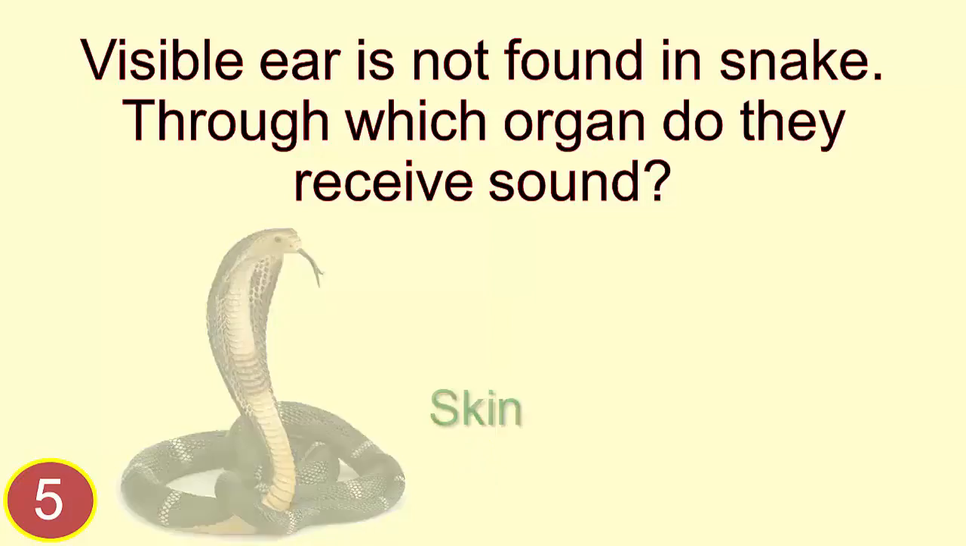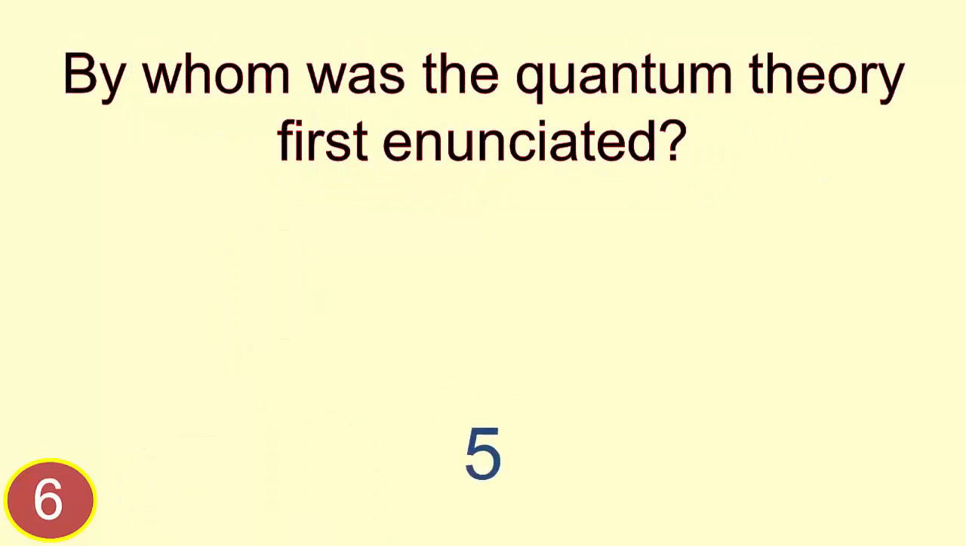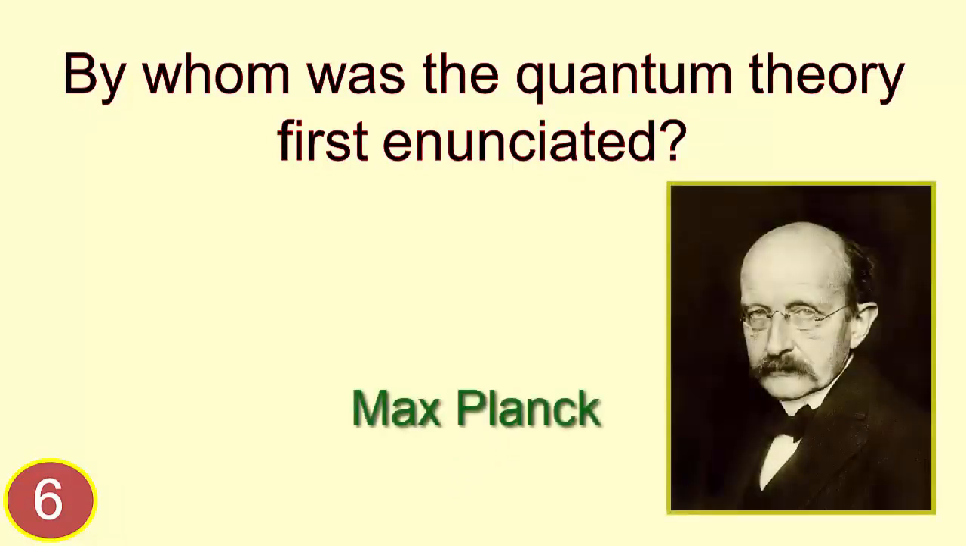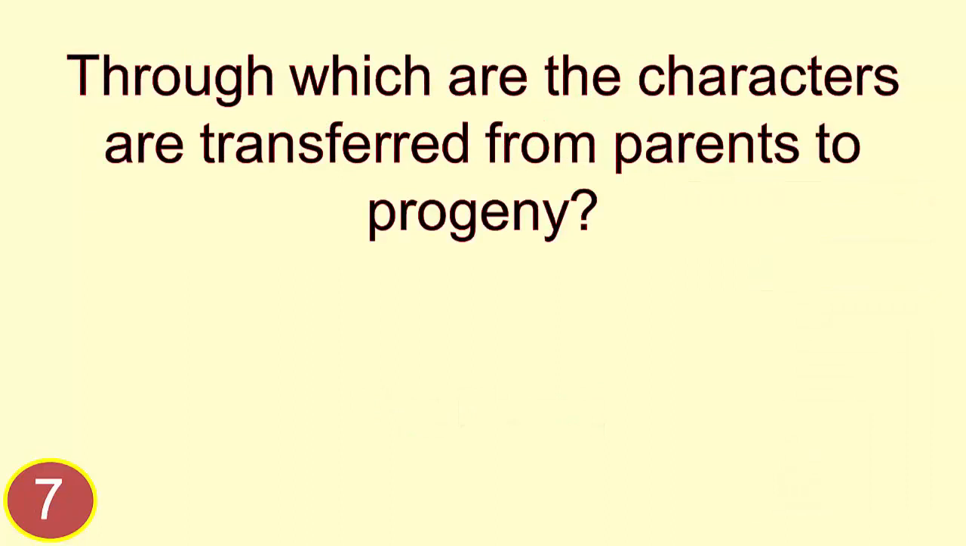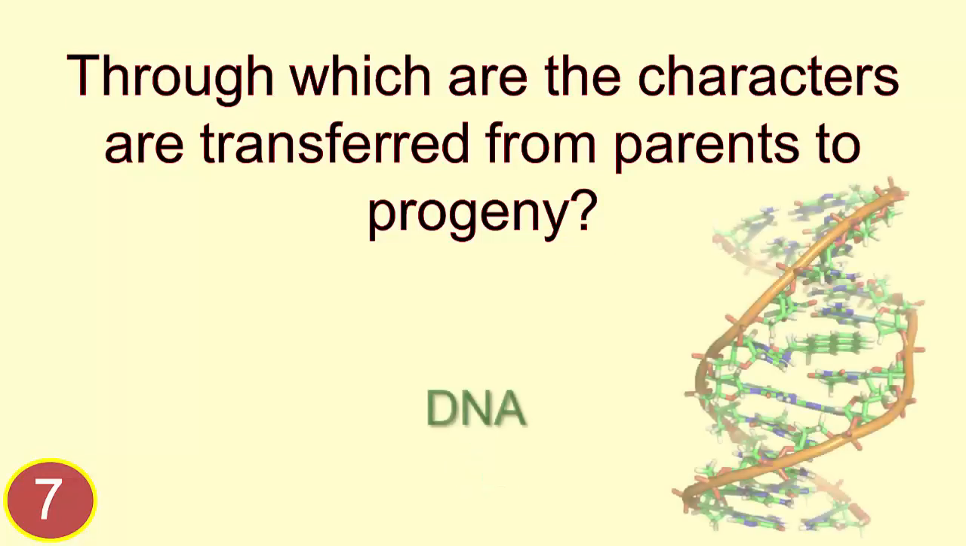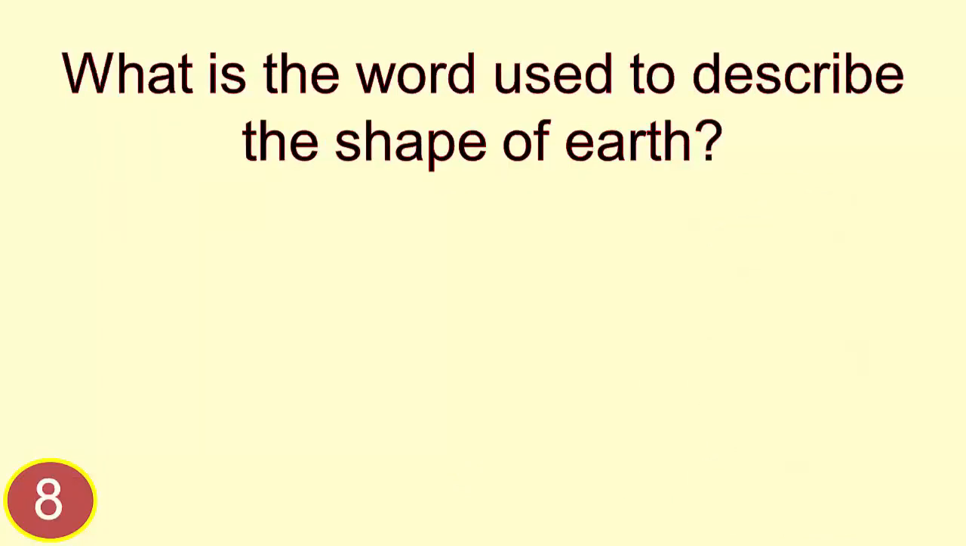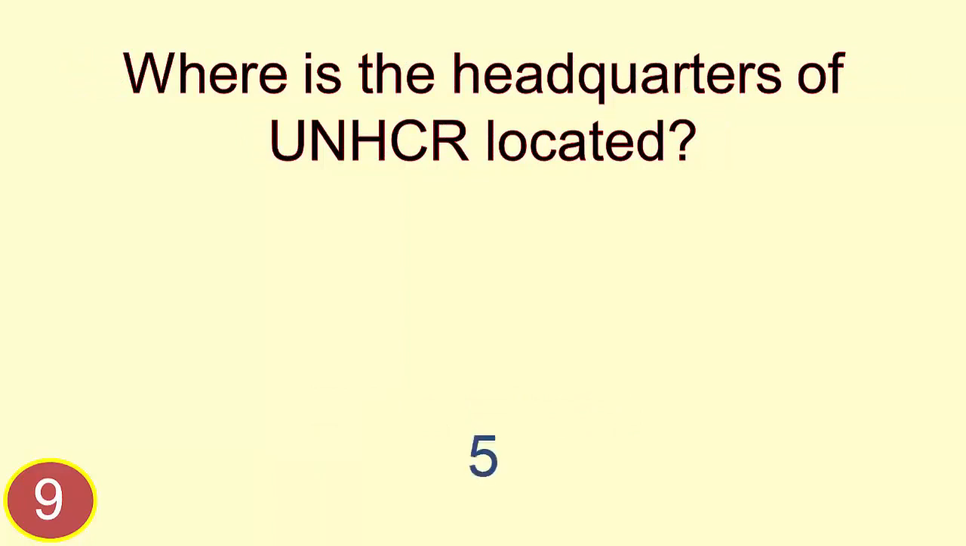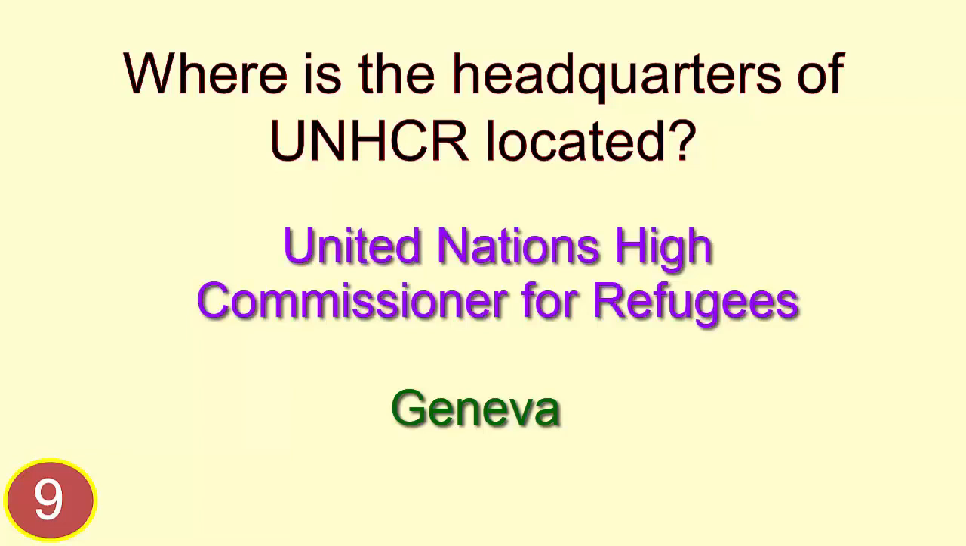Answer is skin. By whom was the quantum theory first enunciated? Answer is Max Planck. Through which are the characters transferred from parents to progeny? Answer is DNA. What is the word used to describe the shape of Earth? Answer is oblate spheroid. Where is the headquarters of UNHCR located? Answer is Geneva. UNHCR is United Nations High Commissioner for Refugees.